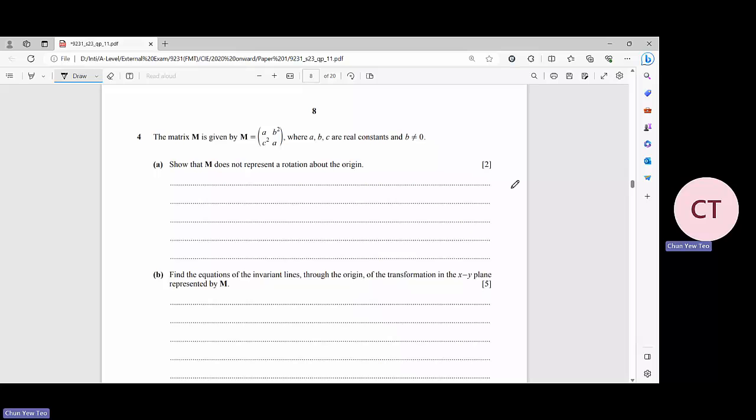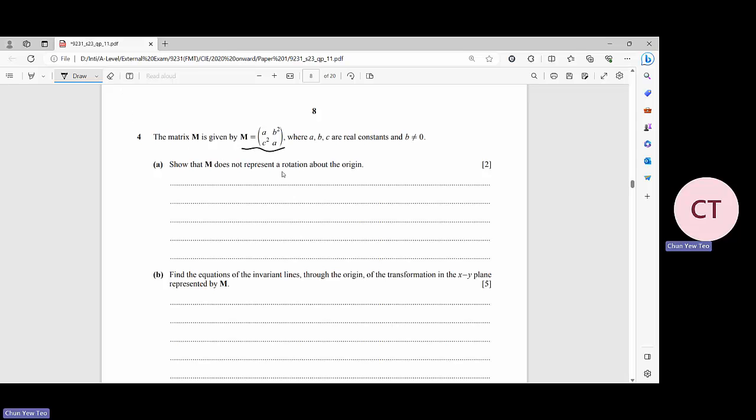Now we take a look at question number 4. You have a matrix M given by M equals A, B squared, C squared, and A. Then A, B, and C are real constants and B not equal to 0. Show that M does not represent rotation about the origin.